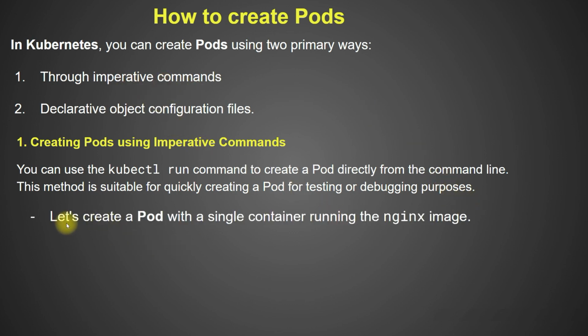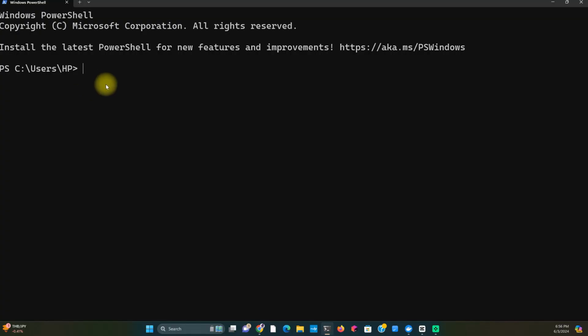And we're going to create a pod with a single container running the nginx image. And for us to do that, the first thing, go straight to your PowerShell.